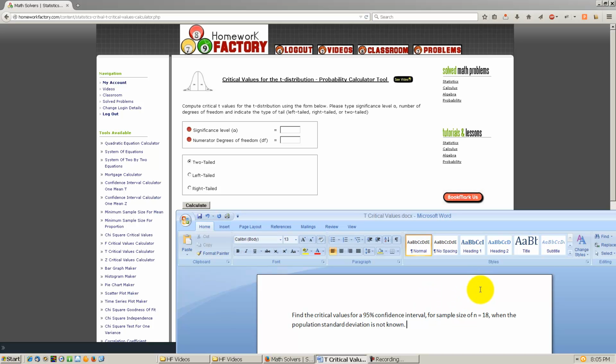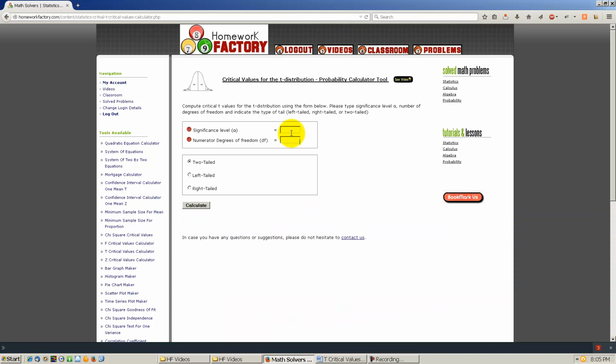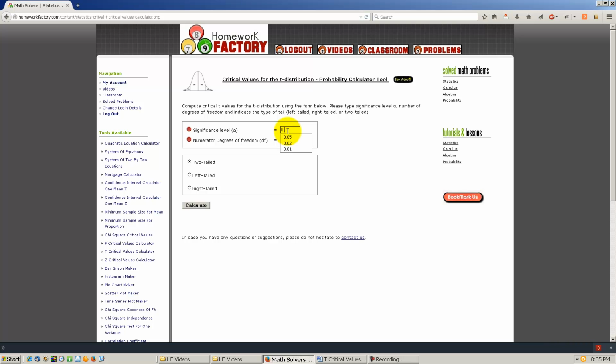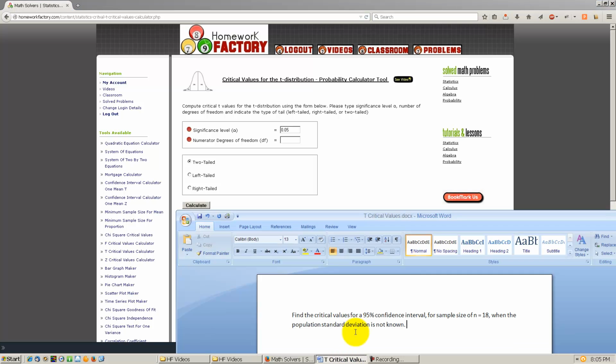So here we have to do a little work before we can fill out these two boxes. Number one, they're giving you the confidence level, 95%. Remember that the confidence level and the significance level, when you add them up, need to be 100%. So in this case, if the confidence level is 95%, then the significance level is 5%. So I just type here 5% in the form of 0.05, which means 5%.